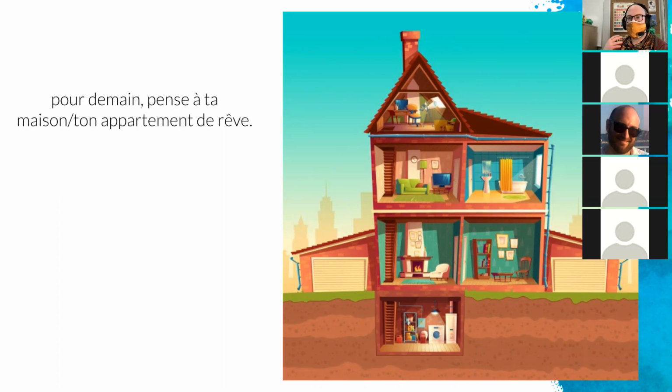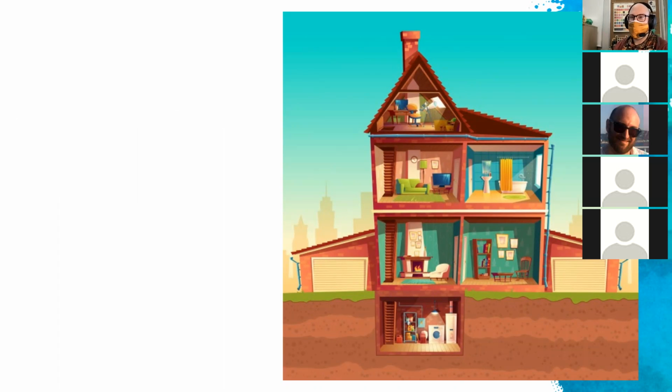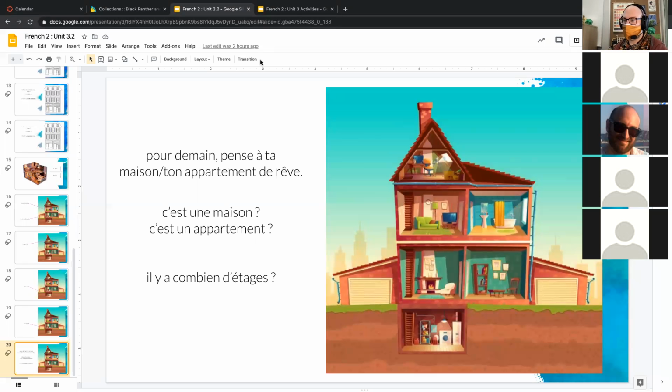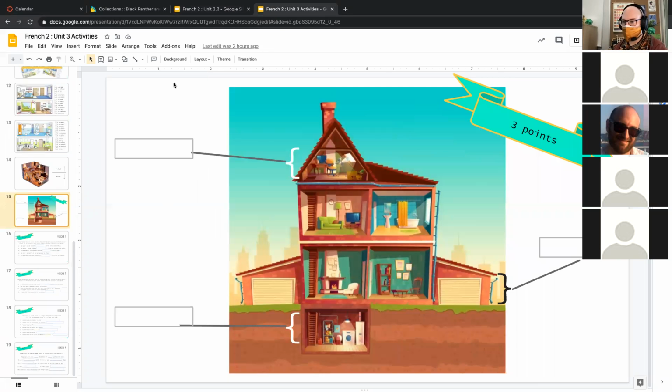So please take a moment now to complete your Unit 3 activities. You've got this illustration with some blanks. Right here on slide 15, it looks like. So please take a moment to complete that. I'll give you 3 or 4 minutes, and then we'll come back and I'll talk about what I'd like you to do for tomorrow. So I'll pause recording.